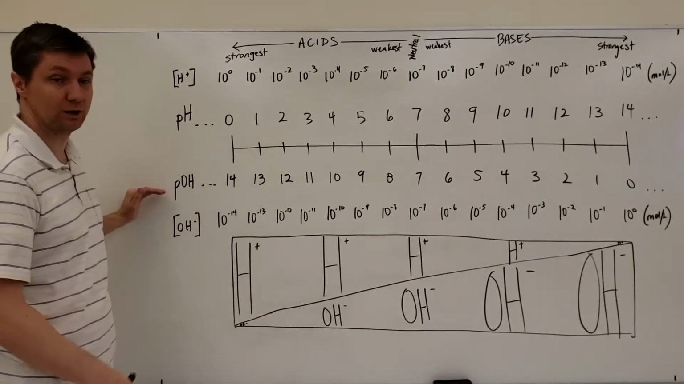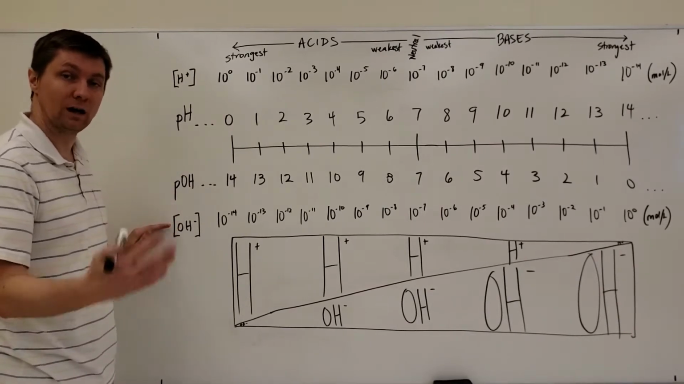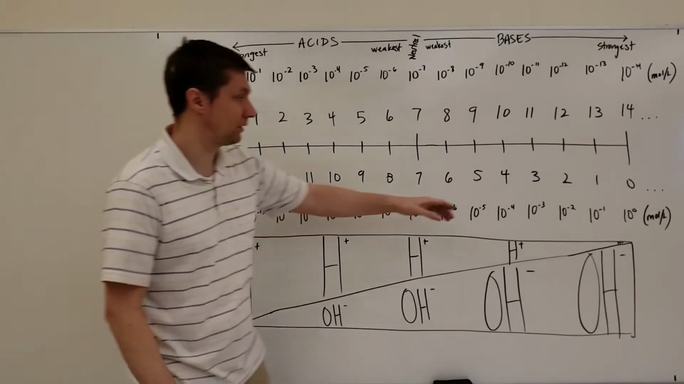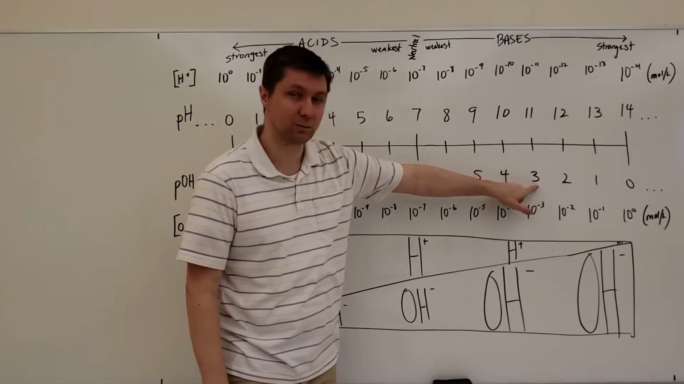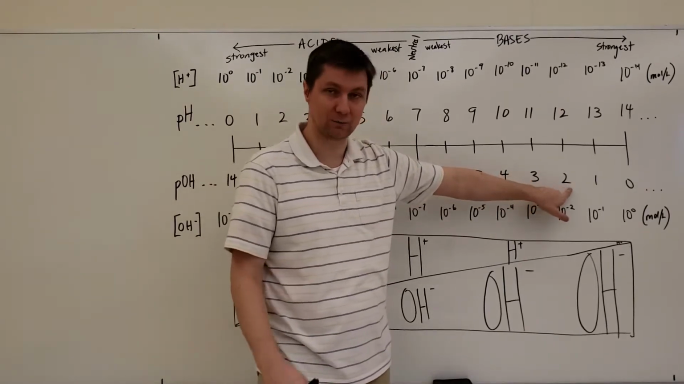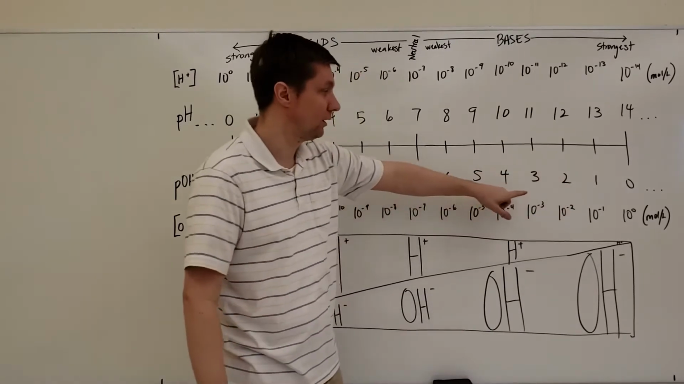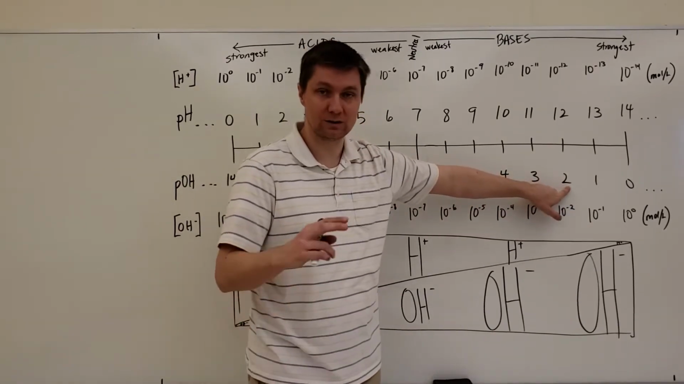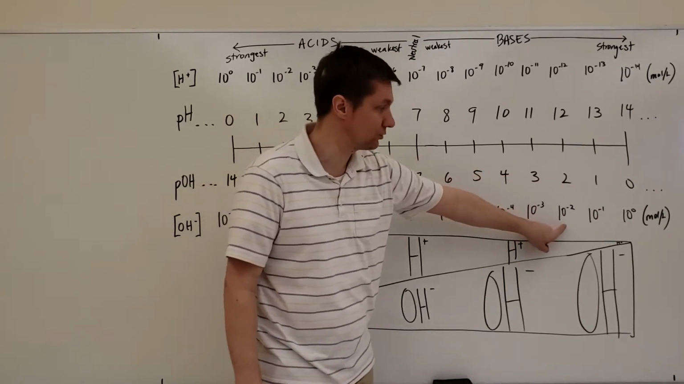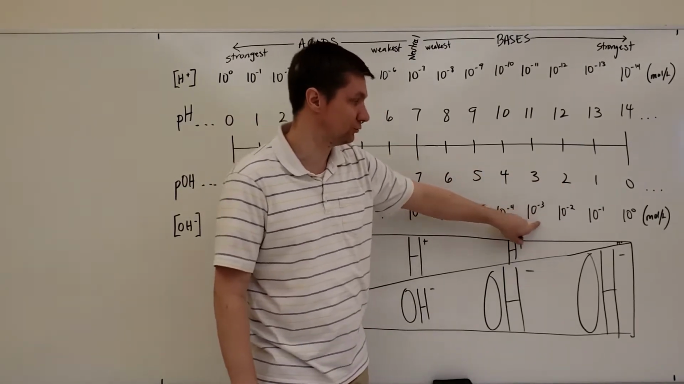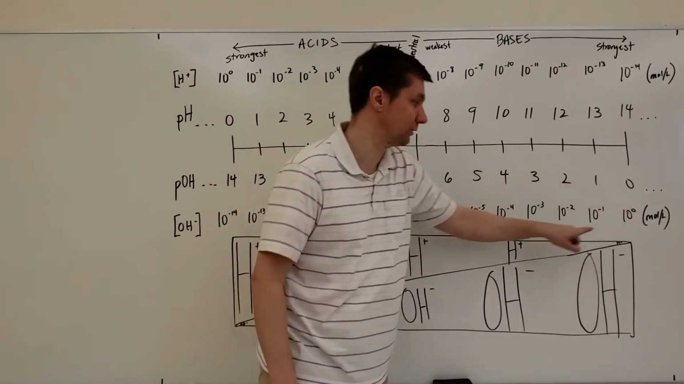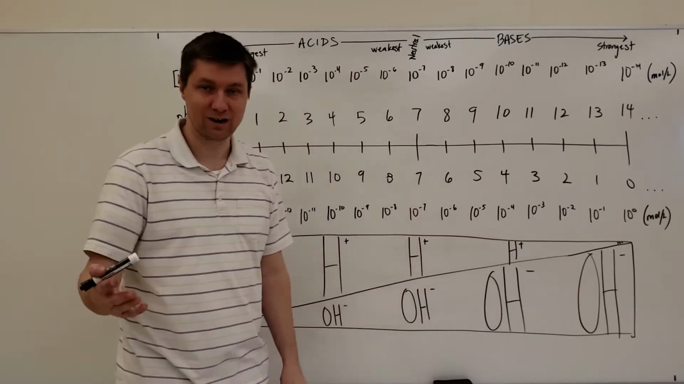pOH has the same relation, but now with hydroxide ion concentrations. And so again, same concept. If I've got a solution that has a pOH of 3, compare it to another solution that has a pOH of 2, well, this solution here is going to be 10 times more basic than this solution here, because you can see this concentration is a larger concentration in moles per liter than this one by a factor of 10.